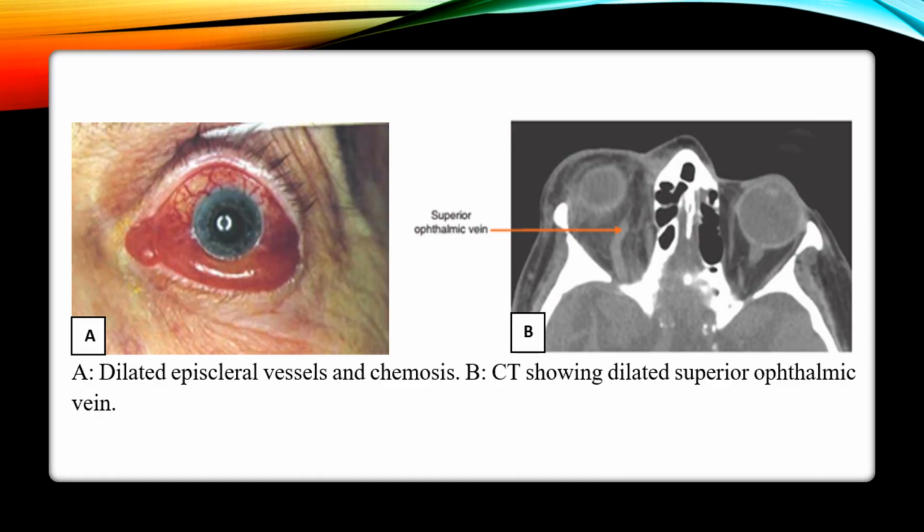This picture illustrates a patient with indirect carotid cavernous fistula. Picture A shows dilated episcleral vessels with chemosis. Picture B shows the dilated superior ophthalmic vein.